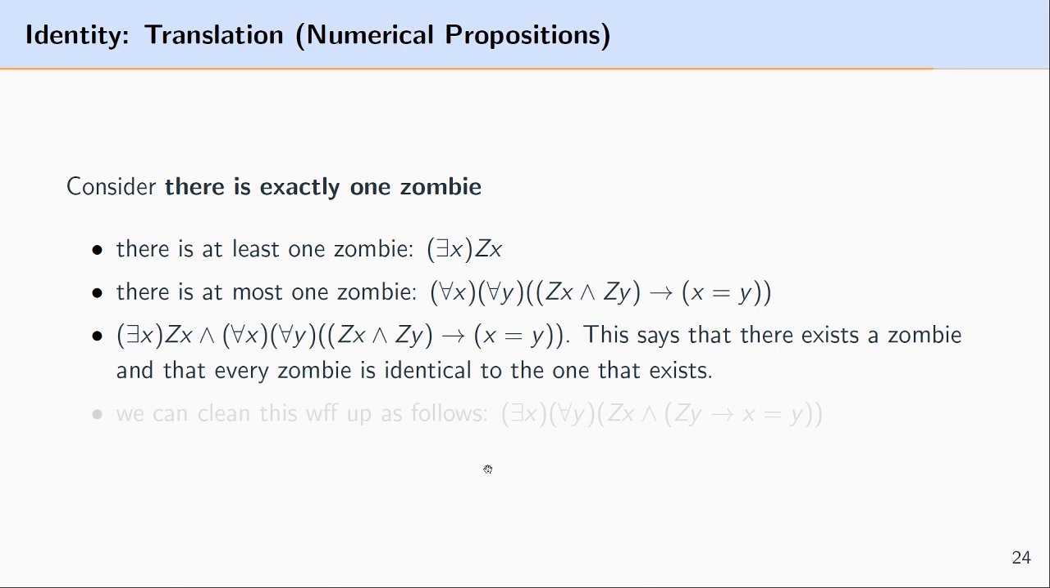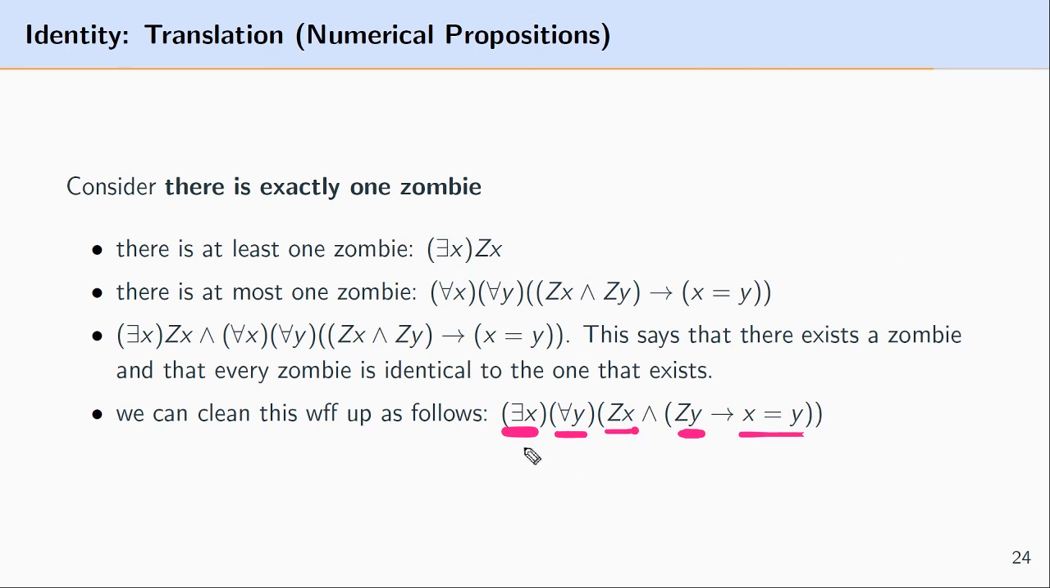So we're asserting that there's at least one, and that every zombie that exists is identical to the one that exists. There's a way of cleaning or simplifying this formula, and I won't go into how this is exactly done, but we can rewrite this long conjunction in a simpler form as follows. We can say that there exists an x such that for all y, x is a zombie, and then for all things that are zombies, x is identical to y. So we know that there's at least one thing that's a zombie, and then for all other things that we might predicate the property of being a zombie, that those things would be identical to y.